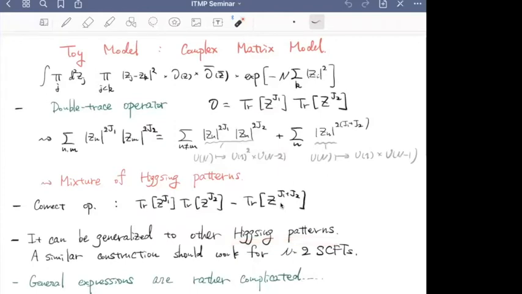Also, here I was just talking about a very simple matrix model, but conceptually or qualitatively, something similar happens also for general N=2 superconformal field theories. And one thing that I want to emphasize is that by doing this analysis, you can of course always construct a nice linear combination of operators which corresponds to a given Higgsing pattern, but the general expressions are actually rather complicated.